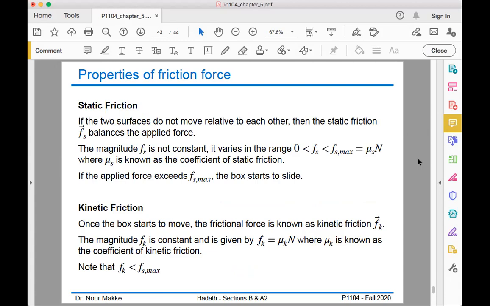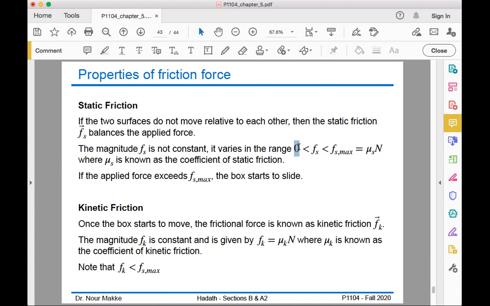So let's discuss this. For the static friction, if the two surfaces do not move relative to each other, then the static friction Fs balances the applied force. And in this case, the object on the surface is not moving. However, the magnitude of Fs is not constant, as we have seen. It could change. Actually, we can write down Fs to have a limit between 0 and a maximum value. 0 when there is no attempt to move the object, and Fs maximum is when we pull at the maximum from our side and the surface is not able anymore to resist the intensity by which we are pulling the object.